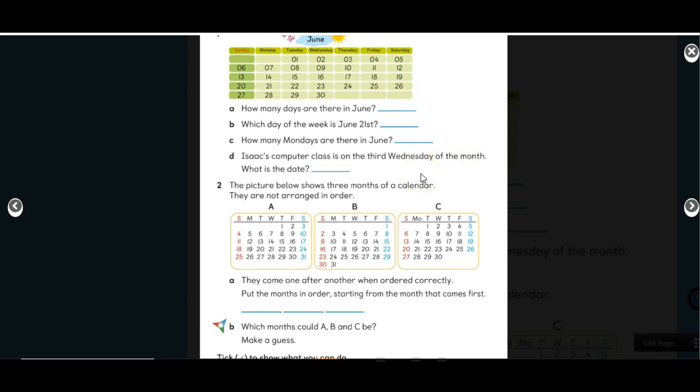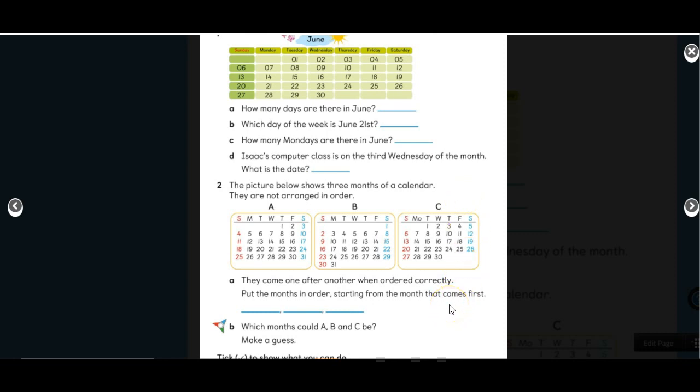Isaac's computer class is on the 3rd Wednesday of the month. What is the date? The 3rd Wednesday of the month. So first, let's go to the day of the week, Wednesday. And let's see what dates are under Wednesday. We have the 2nd, the 9th, the 16th, the 23rd, and the 30th. But they want to know the 3rd Wednesday. So the 2nd is the 1st Wednesday, the 9th is the 2nd Wednesday, the 16th is the 3rd Wednesday, the 23rd is the 4th Wednesday, and the 30th is the 5th Wednesday. So what date is the 3rd Wednesday? That's right, it's the 16th of June.